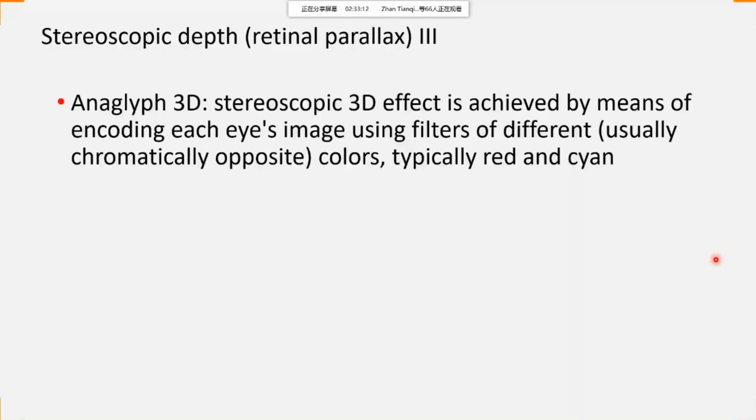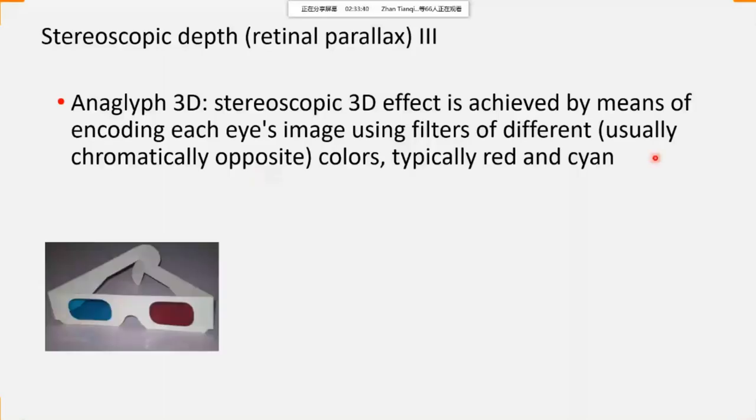And there are different techniques. There is the anaglyph technique, anaglyph 3D. The stereoscopic 3D effect is achieved by means of encoding each eye's image using filters of different colors, usually chromatically opposite. Chromatically opposite means, for example, blue and red, or cyan and red, to be exact. Such glasses, I'm sure you have tried that.